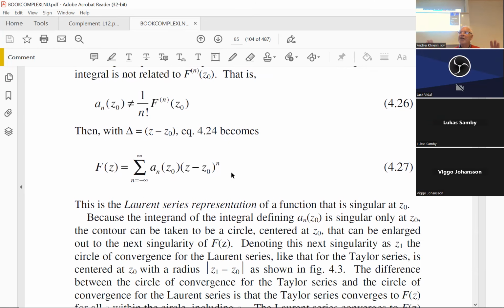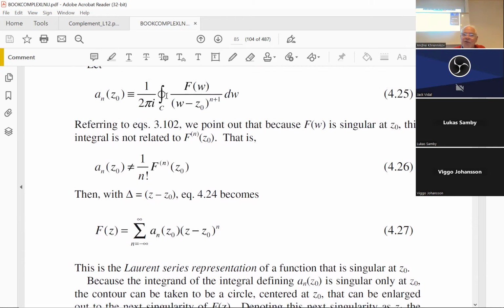More or less, this is the final theorem. And this series is called the Laurent series, the Laurent series representation of a function which is singular at the point Z0. So if a function has a singularity at the point Z0, it can be represented. It is very similar to the Taylor series, but there are negative degrees as well. And the coefficients are not derivatives, even for positive degrees. They are given by these integrals.